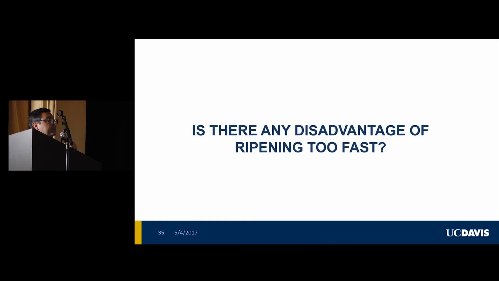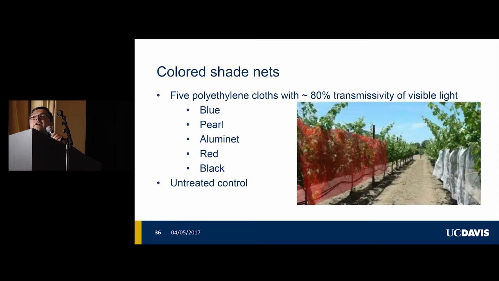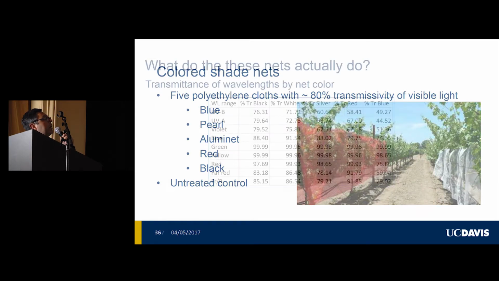So is there any disadvantage to ripening too fast? Well, there is, and we're hearing anecdotal evidence. We're playing with a lot of things, like extended maceration, to smooth out the tannins, and so on and so forth. So we looked at 5 different polyethylene cloths with 80% transmissivity of visible light: blue, pearl, aluminet, red, and black, compared to an untreated control in Cabernet Sauvignon.